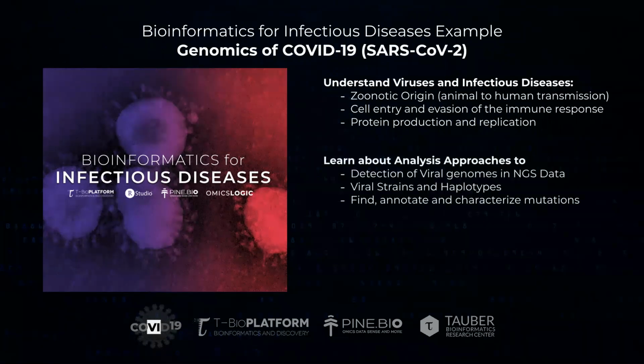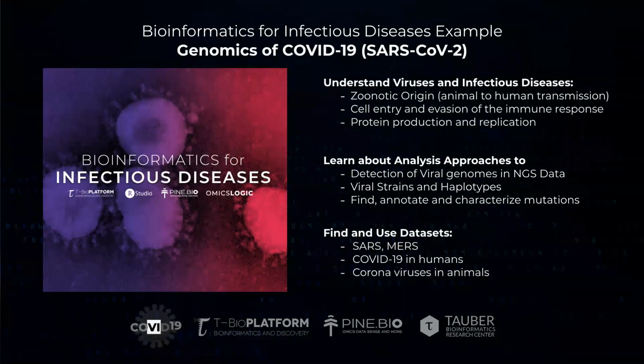We'll also be learning about several data analysis approaches for genomic data, including detection of viral genomes and NGS data, the identification of viral strains and haplotypes, finding mutations that characterize viral strains, and then interpreting its significance. Finally, in order to apply various methods of analysis, we'll need a lot of data. So we'll be exploring data sets that are related to current and previous strains of coronaviruses, such as SARS, MERS, and the alpha and beta coronaviruses.